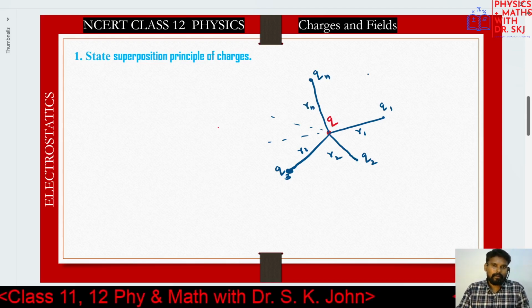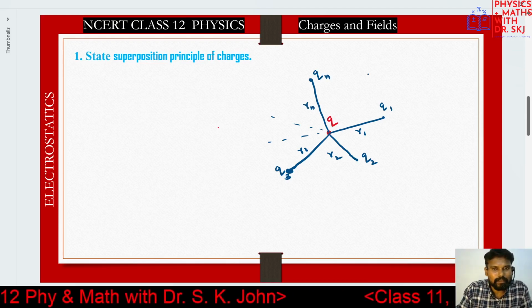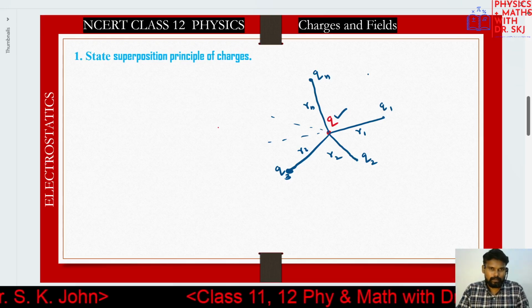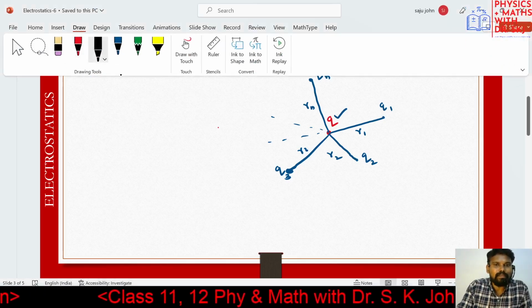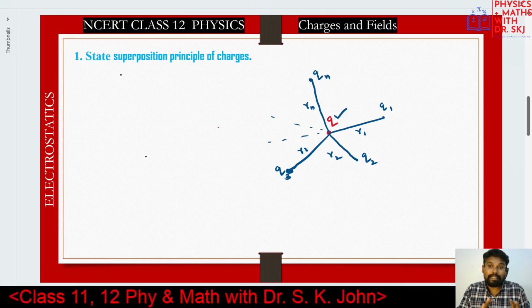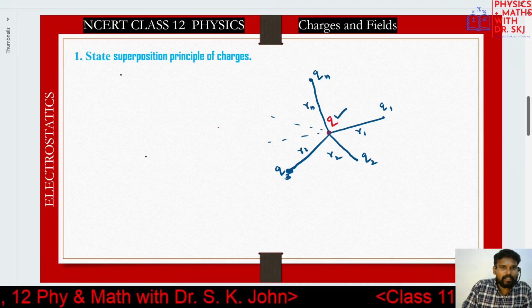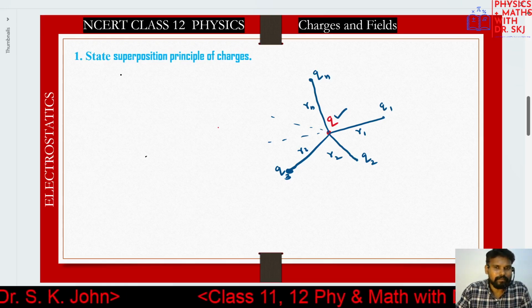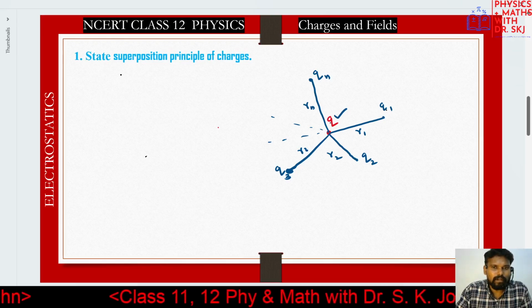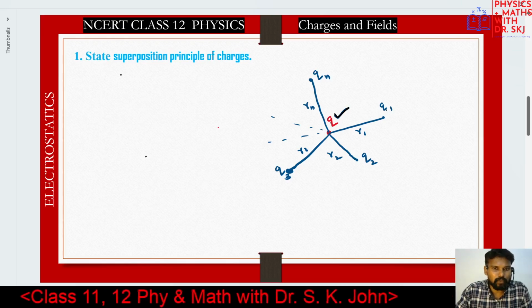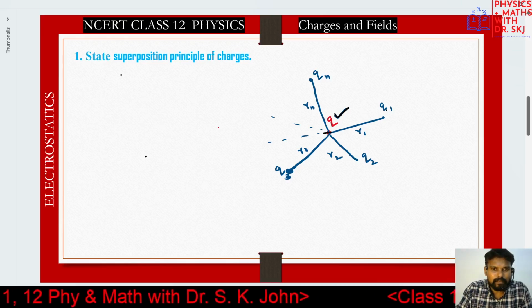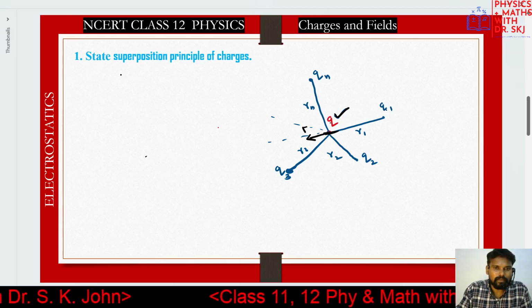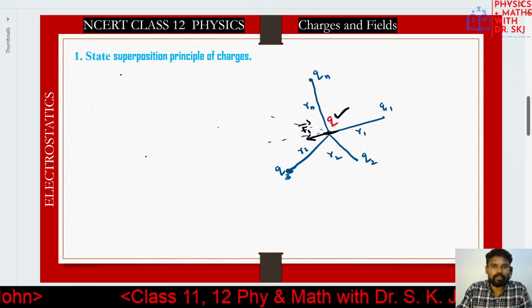Finally, there is a charge qn at a distance rn. So we have to find the total force acting on this q due to these charges q1, q2, q3, etc., qn. We know that Coulomb's law can be used to find the force between only two charges. If you want to find the force between q and q1, suppose all the charges are positive here, then q1 will repel q, in the direction along the line joining them, away from q. It is the direction of F1, the force acting on q due to q1.